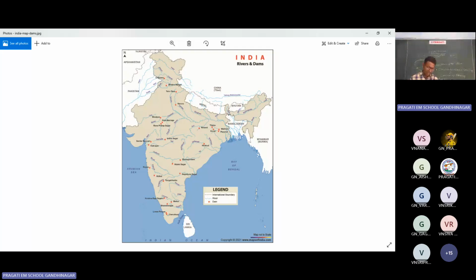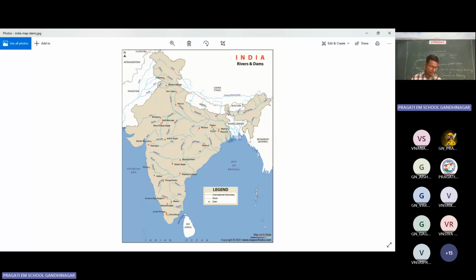Why is conservation of minerals necessary? Okay, what are the methods we are using for mineral conservation? How are mineral conservation methods used? Next, major iron belts in India also you may come across in 4 marks.